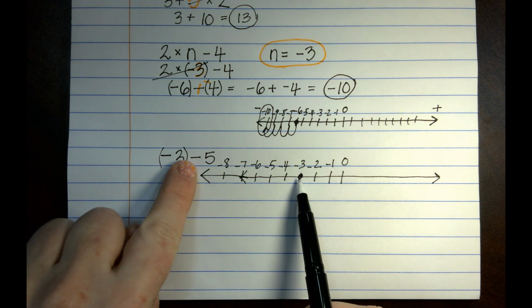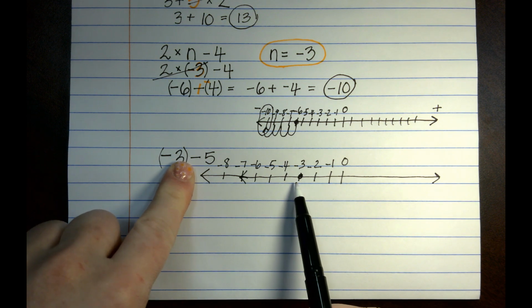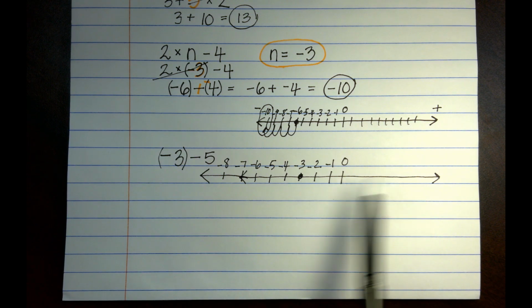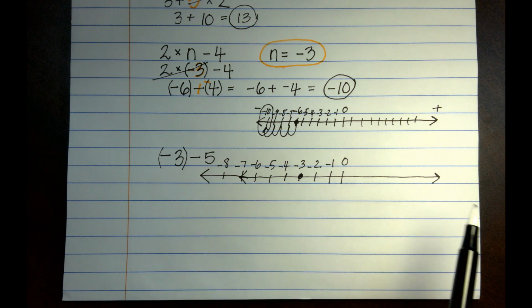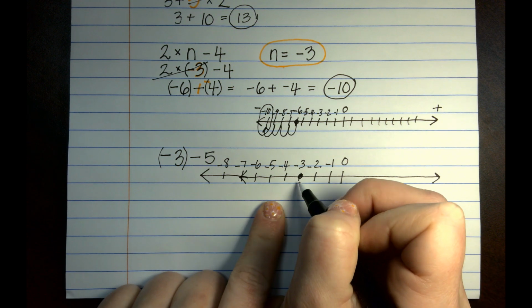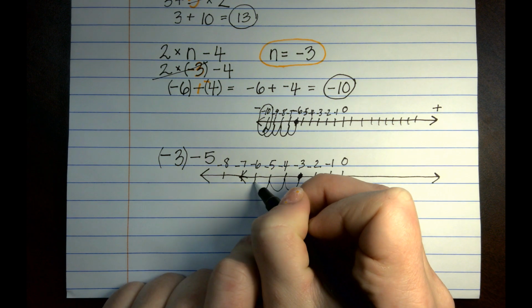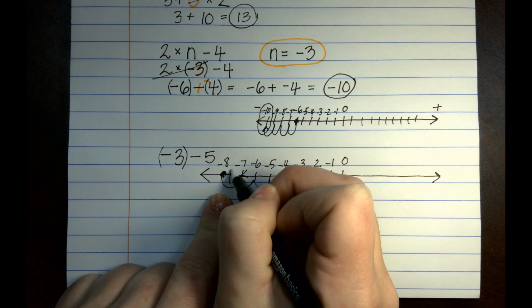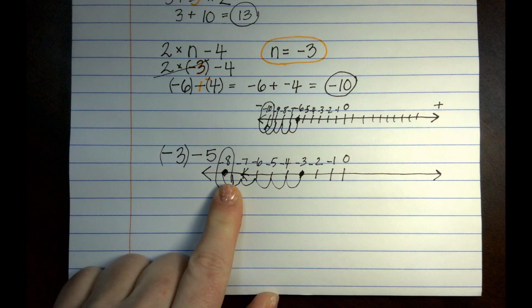And I want to take away 5. I'm subtracting 5. So am I going to go 5 to the right to subtract or 5 to the left? To the left. So let's see what happens. 1, 2, 3, 4, 5. So our answer would be negative 8.